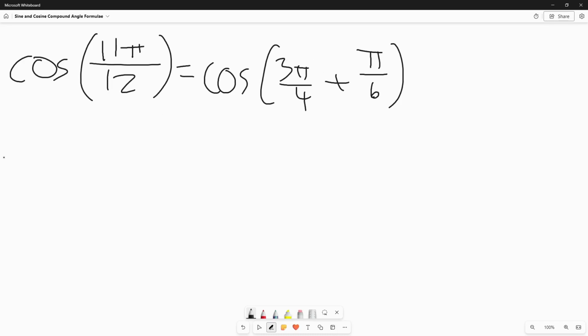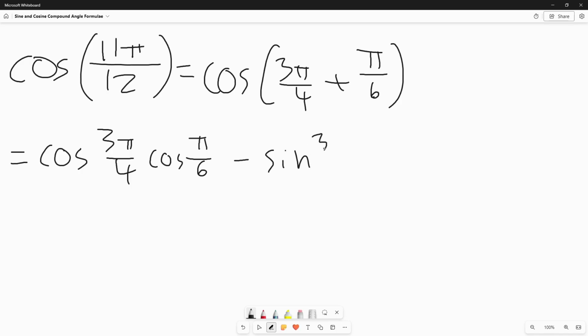And we can plug these values into the formula, which is cosine 3 pi over 4 times cosine pi over 6 minus, because this is addition, so we reverse it, sine 3 pi over 4 times sine pi over 6. And look, we know all these values, so let's just figure them out.